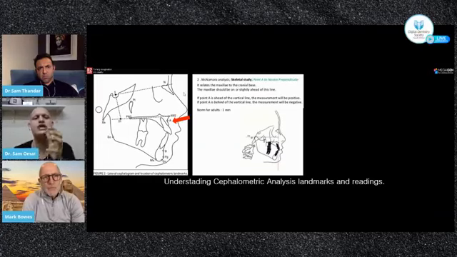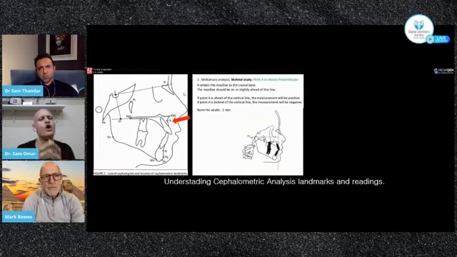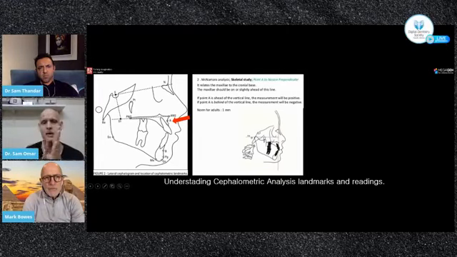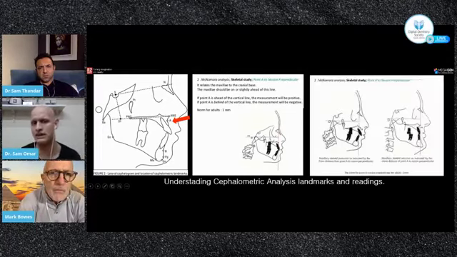Okay, very good. So what's normal? In order for us to know what's abnormal, we need to know what is normal. So normally, A point is actually on the McNamara line. Which means that if A point is ahead of the line, you'll get a positive measurement, which means that the patient's maxilla is protruded. And if it's behind the line, you'll get a negative number. So that's basically what that is.